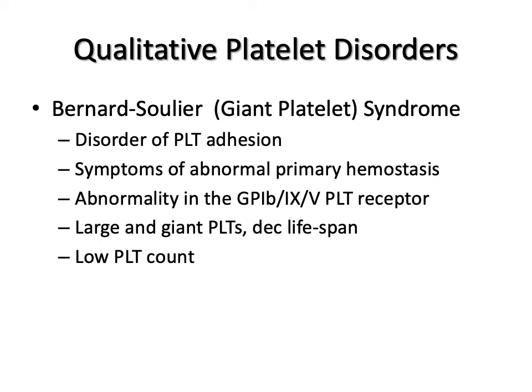The GP1B, 9, and 5 complex is either missing from the surface of platelets or exhibits abnormal function. Large and giant platelets are a common finding, and platelet counts often range from 40,000 to near normal. However, the platelets typically have a decreased lifespan.